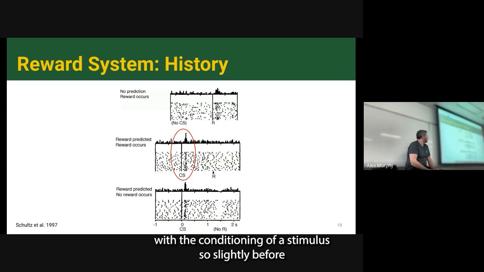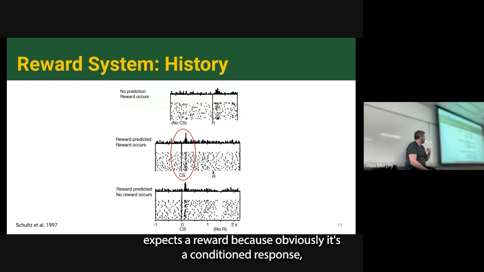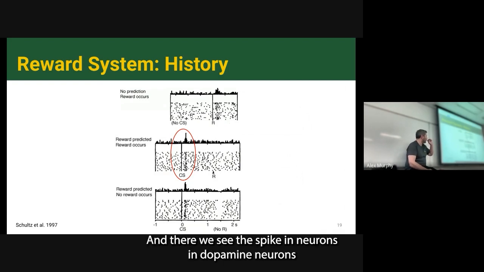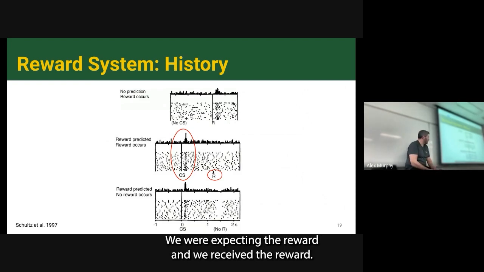Then, with the conditioning of a stimulus, slightly before and after some learning by the monkey, what happens is the conditioned response expects a reward, because it's a conditioned response with the equivalent of dinging a little bell, and we would expect a reward to come later on. There we see the spike in dopamine neurons. Then the reward is presented a little while later, and everything seems sort of standard. We were expecting the reward, and we received the reward.